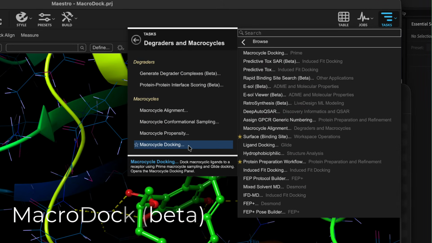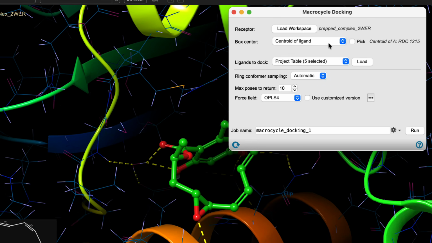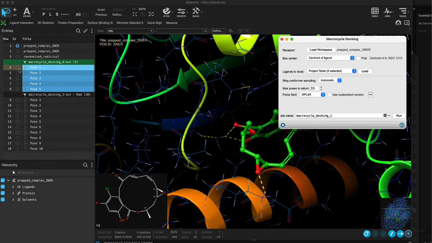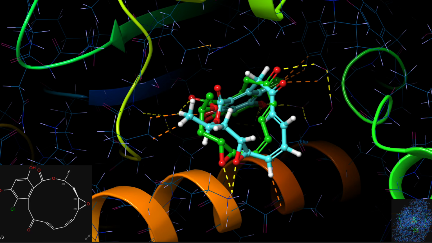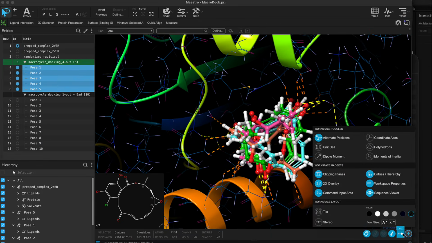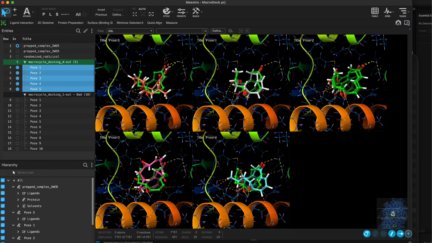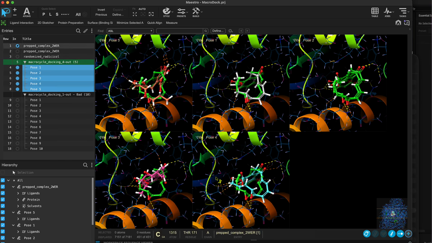MacroDock is now in full release, bringing accurate conformer sampling and docking to non-peptidic macrocycles and small cyclic peptides. Its divide and conquer approach requires no prior knowledge of the bound conformation, making these modalities accessible and expanding the chemical space you can investigate.